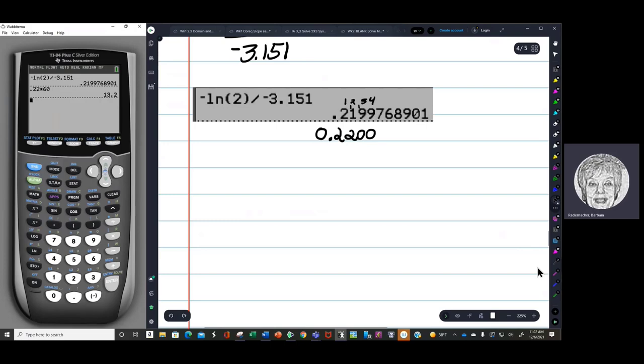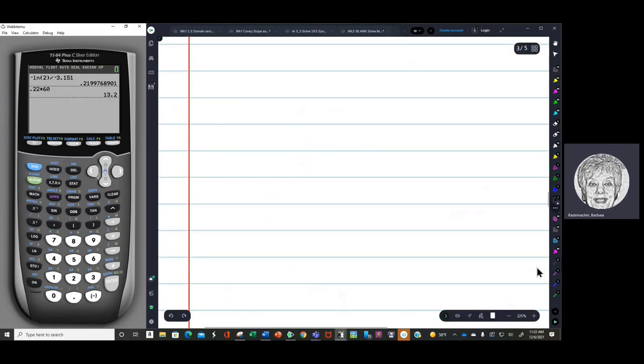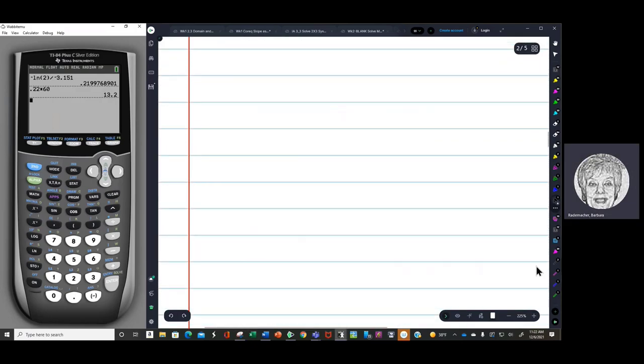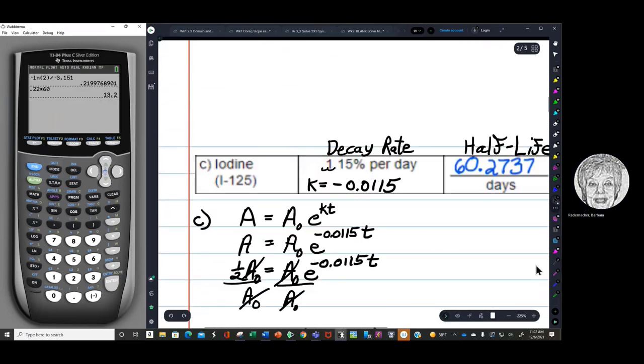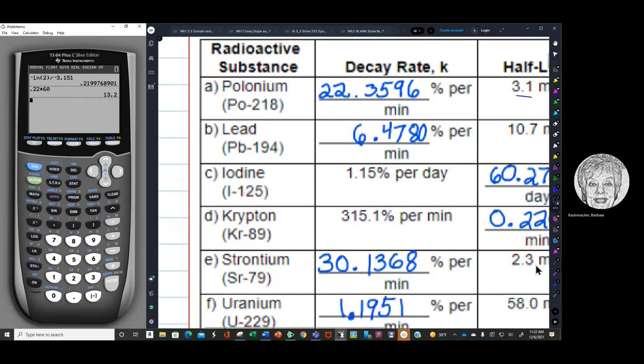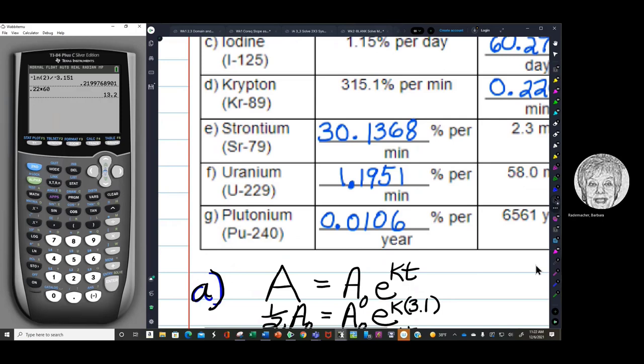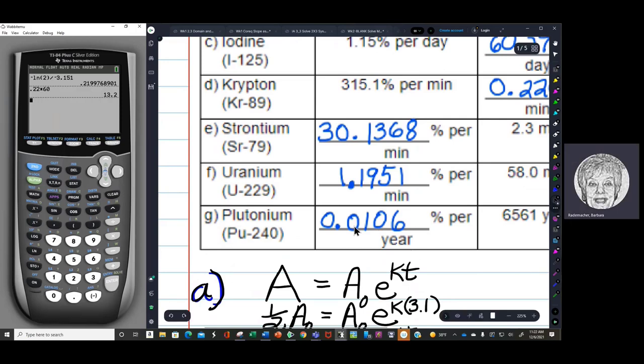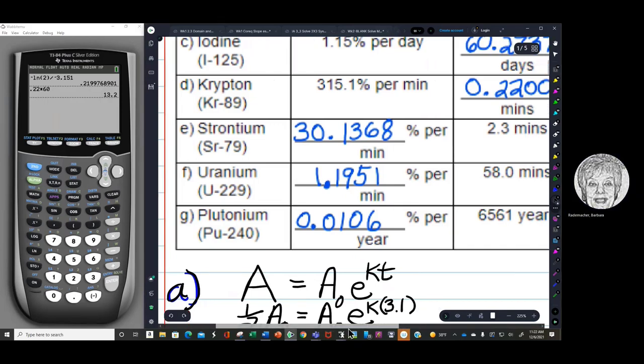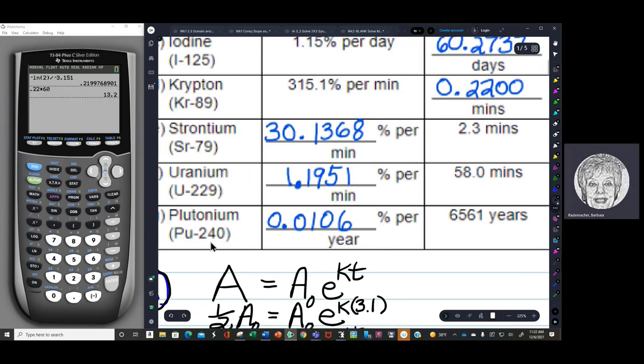Let's see if we can find anything really interesting in that original table. Now that looks interesting, doesn't it? Plutonium. I don't know if there's really a plutonium 240, but there are plutonium isotopes that are horrifically dangerous and long-lived. Look at that. And that's only the time to decaying to half of what's there originally. Then you have to deal with the rest of it.